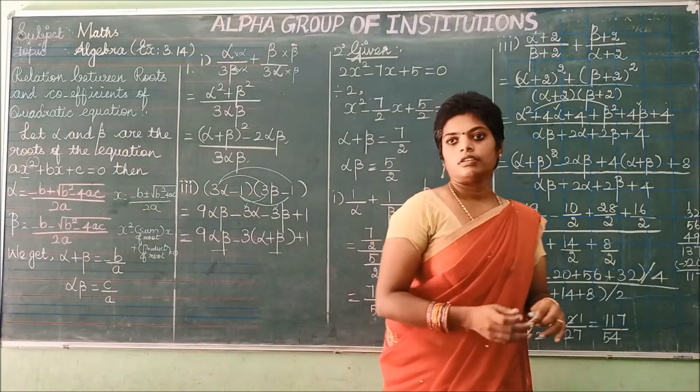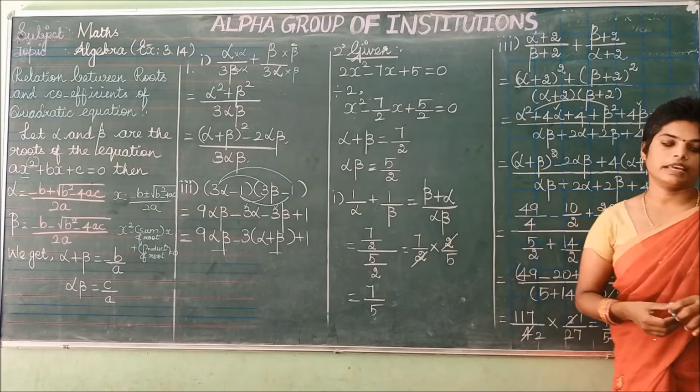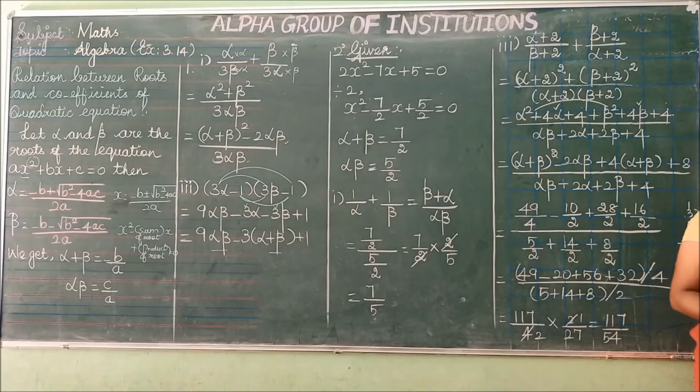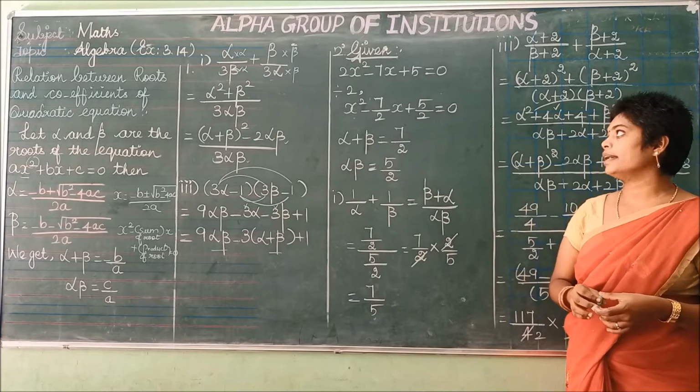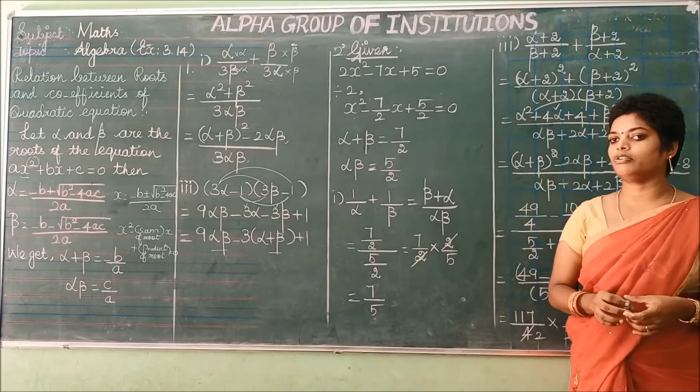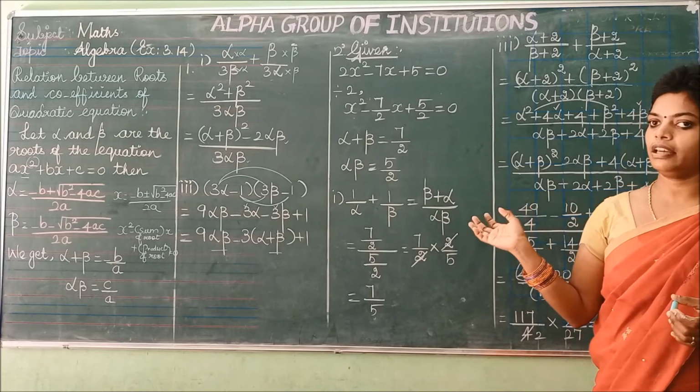Look at your book, exercise 3.14, second problem. So what is your second problem? The roots of the equation 2x squared minus 7x plus 5 equal to 0 are alpha and beta. Without solving the roots, find. You got 3 subdivisions. So first, what they have given in the question: the roots of the equation are alpha and beta. What is the equation? 2x squared minus 7x plus 5 equal to 0. Without solving, you have to find the given question.